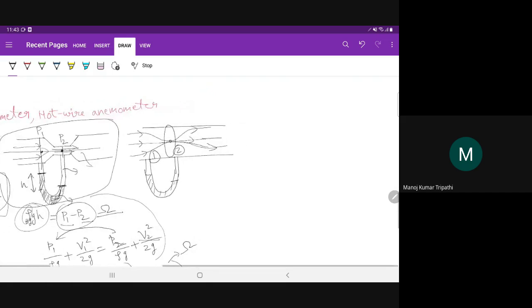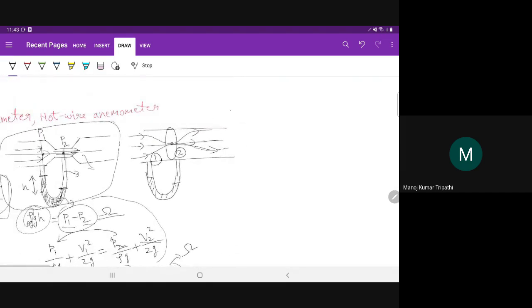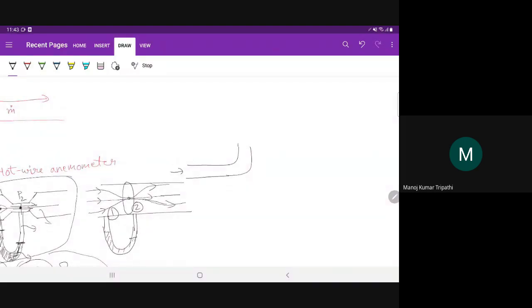Similarly, the rotameter, what is that? So let's say you have a fluid flowing in a pipe. What you do is you make a vertical bend like this, and put a solid like this.